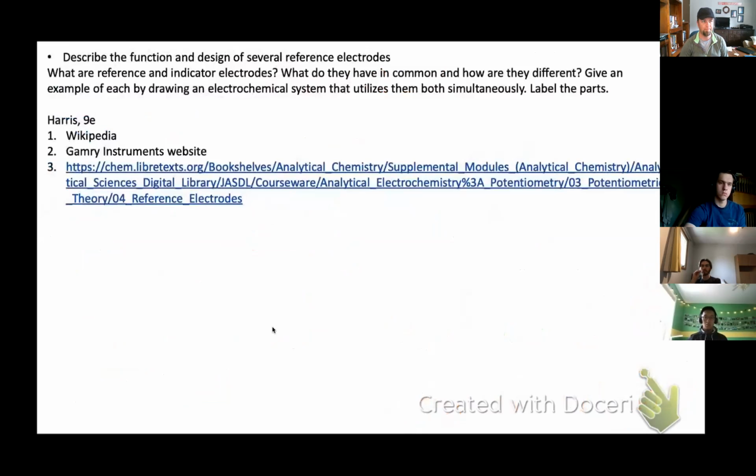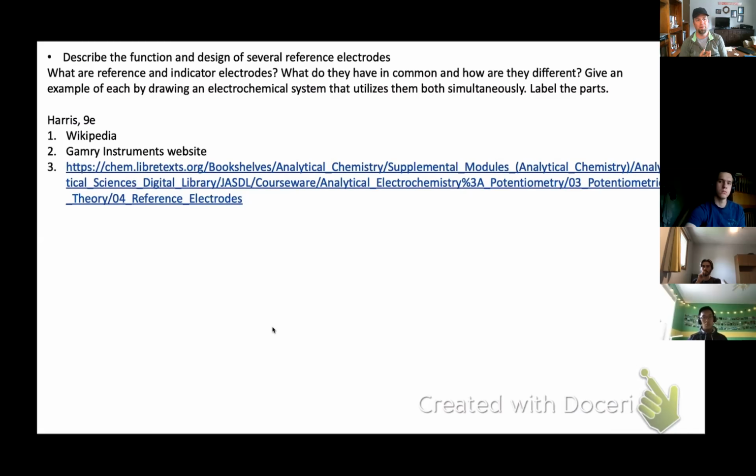Let me pull this up. This relates to one of the other learning objectives, describe the function and design of several reference electrodes. And really it gets into the differences in types of electrodes. So I'm going to randomly assign 3 working groups right now, and I'm going to give you just a short amount of time. We have about 30 minutes left of class, so I'm going to give you about 15 minutes to go and take a look through Harris.